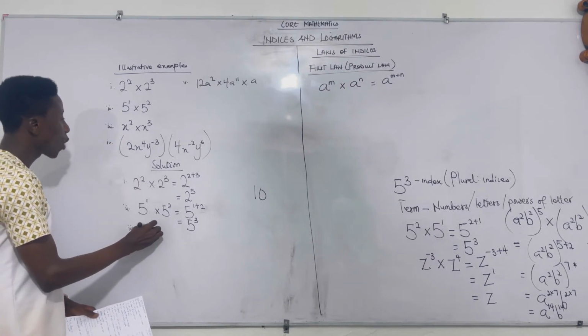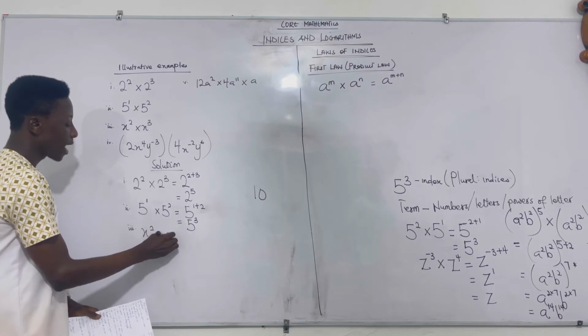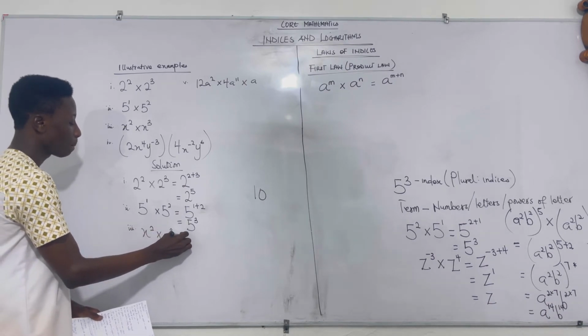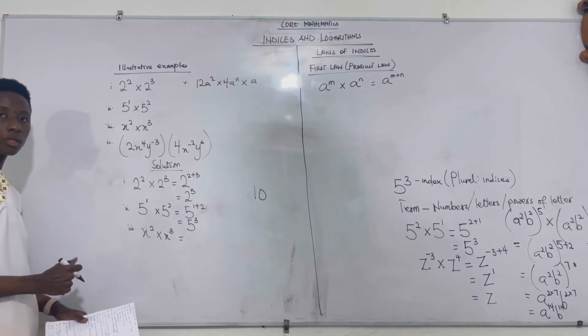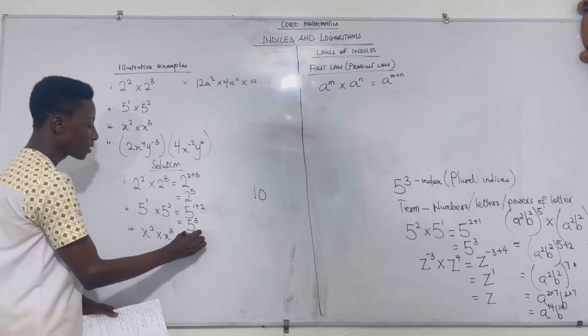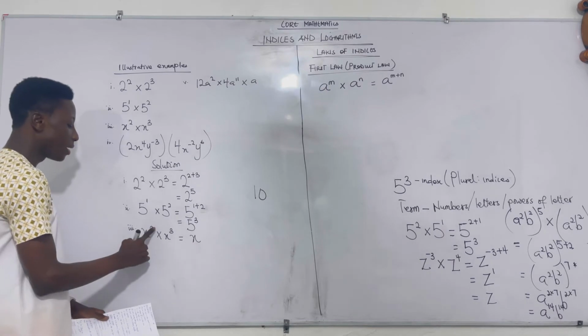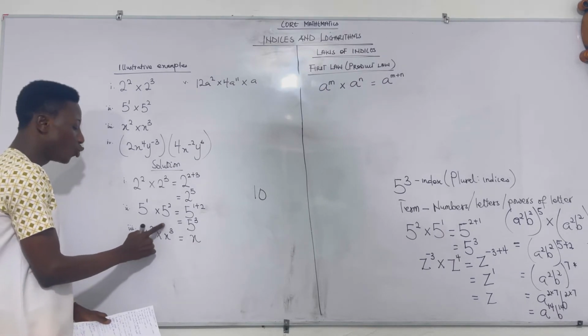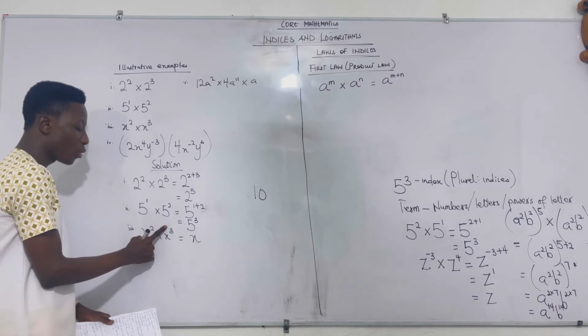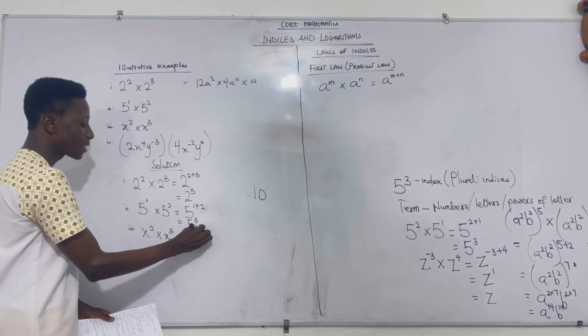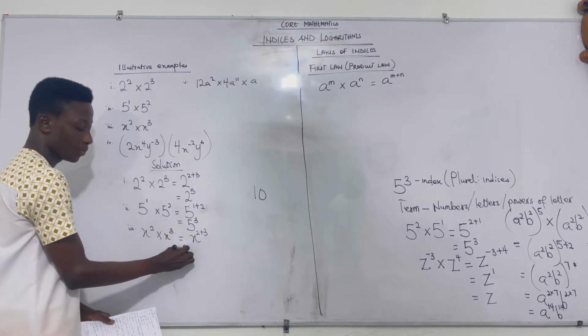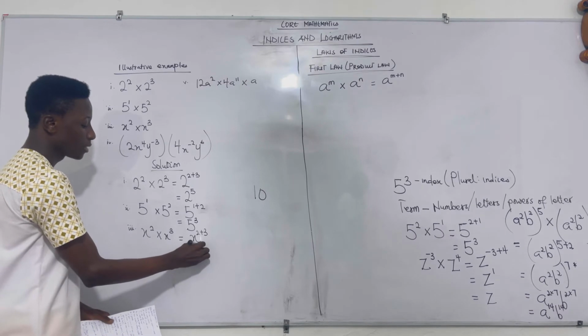III. So you have x squared times x exponent 3. You're going to have x, because the bases are the same, I pick one, and since they are multiplying, you add the powers. So what are we having? 2 plus 3, making x exponent 5.